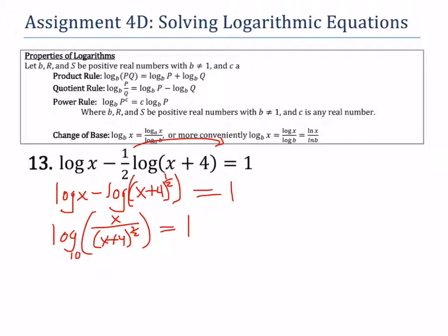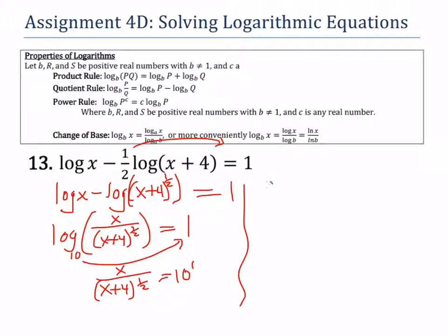Now we can use our definition of logarithm to rewrite this. It means 10 to the first, which is 10, is equal to x over x plus 4 to the 1/2. To get rid of this half, we're going to square it at some point. Let's first multiply both sides by x plus 4 to the 1/2, and we have x equals 10 times x plus 4 to the 1/2. We want to get rid of that exponent, so let's raise both sides to the second power.